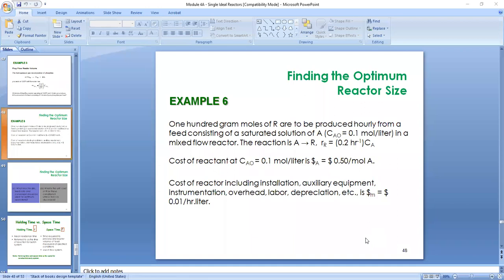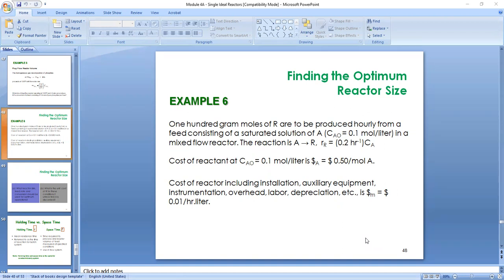Okay, what you can see is the finding of the optimum reactor size. So this is still the design of reactors, but this time you already apply the maxima-minima principle. In here you are given 100 gram moles of R to be produced hourly.